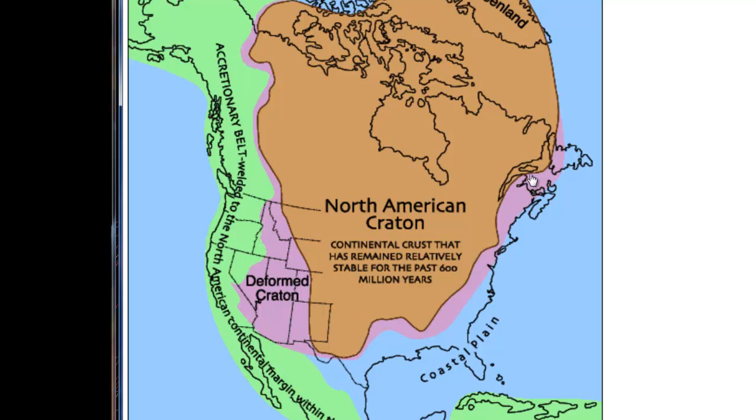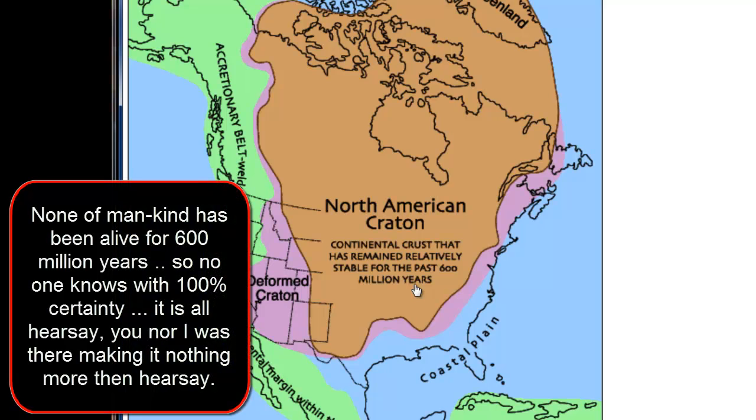So what I'm trying to do is to show you what I keep talking about, for those of you that don't know. The North American craton is, as it says here, continental crust that has remained relatively stable for the past 600 million years. That's a long time, guys. Whether or not that's true, who knows? It's purely hearsay. I didn't do the research. You didn't do the research. And even if you did do the research, again, it's purely hearsay. It's all theory, and there's no way to truly and genuinely know.